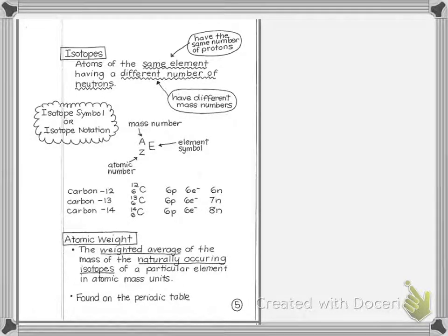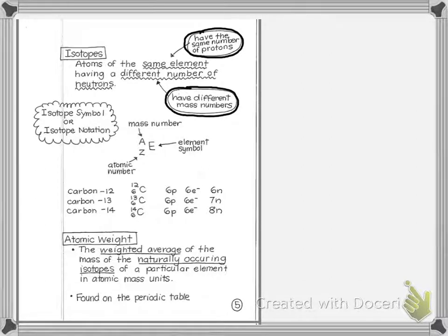When we talk about atoms, we also talk about something called isotopes. Now here's the definition of an isotope: atoms of the same element. So that means all atoms of the same element would have the same number of protons, right? Or the same atomic number. So atoms of the same element that have a different number of neutrons. What that means is if you have a different number of neutrons, you have different mass numbers.